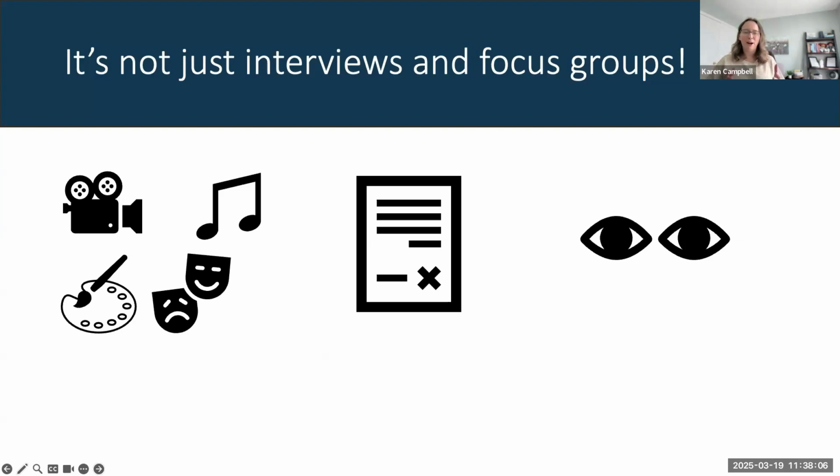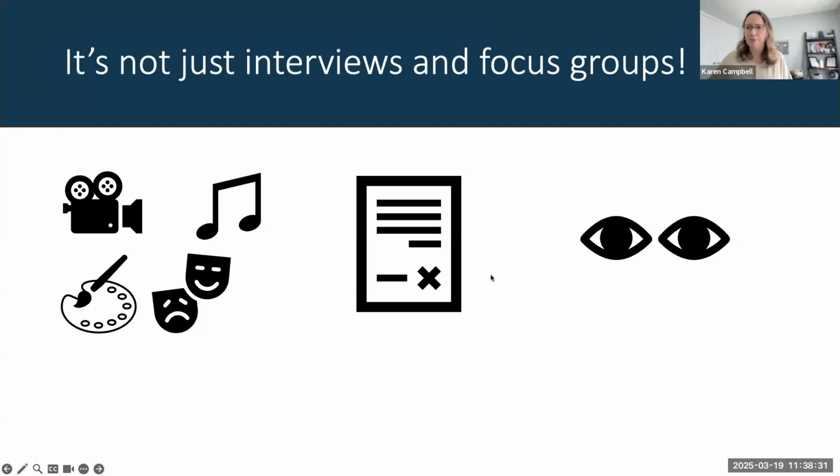Now I recognize that I did say that this was about interviews and focus groups, but I really want to tell you that it's not just about interviews and focus groups. There are plenty other ways to elicit data. So think about, and again, you can read our paper where we talk a little bit more about other data elicitation techniques, but it's not just interviews or focus groups.